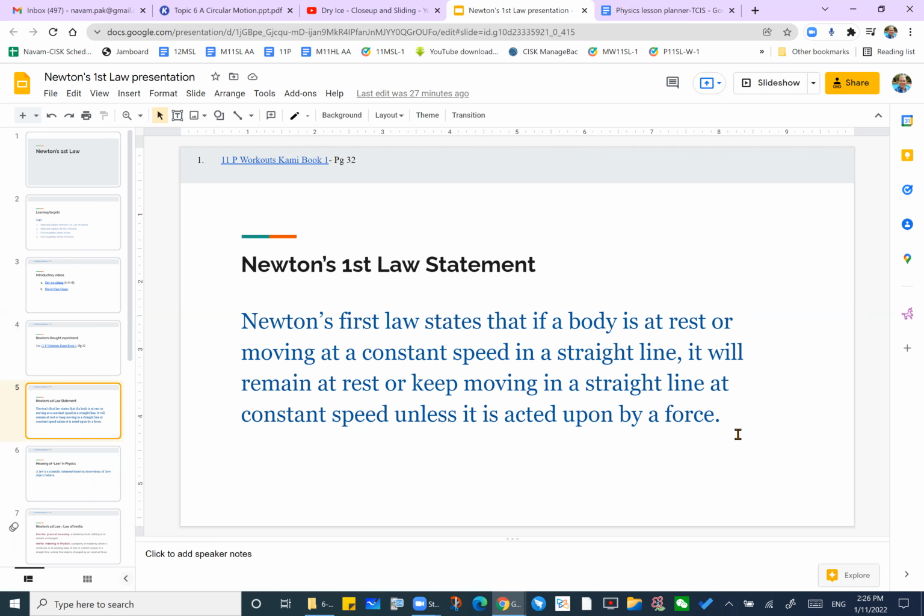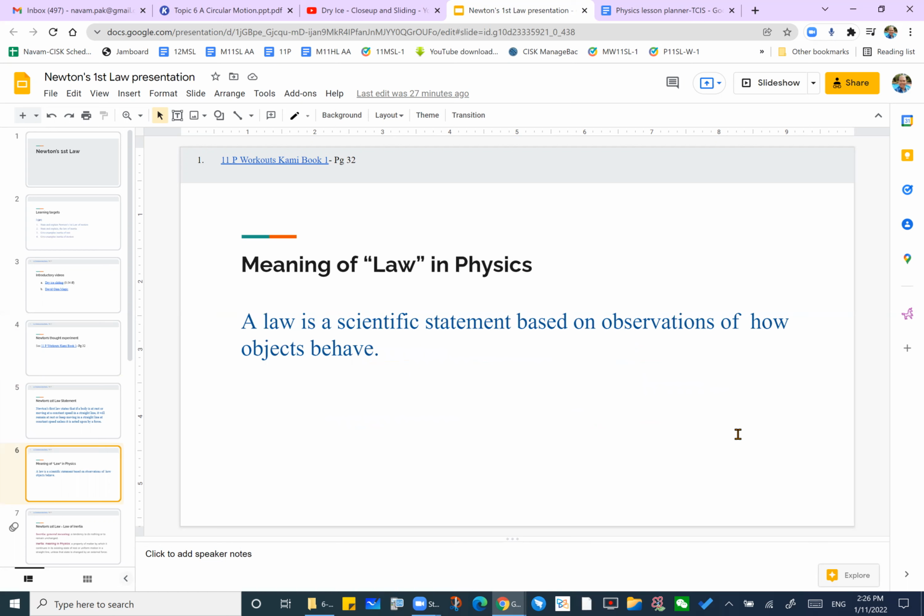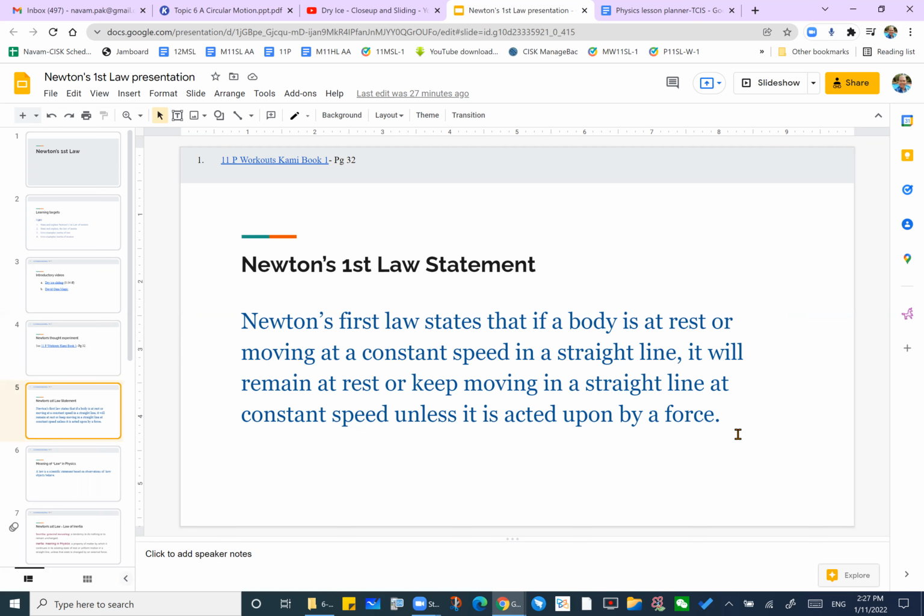I'll first try to indicate to you what the meaning of a law is. It's possibly a new word for you as far as physics is concerned. So a law is a scientific statement based on observations of how objects behave. Okay, and so coming back to the statement, we need to understand that every part of it is extremely important. You cannot leave out any of the parts there, right? And you'll see this as we go along through the lessons, and as we reflect on Newton's first law to explain several phenomena, not just in this particular chapter, but in other chapters as well.